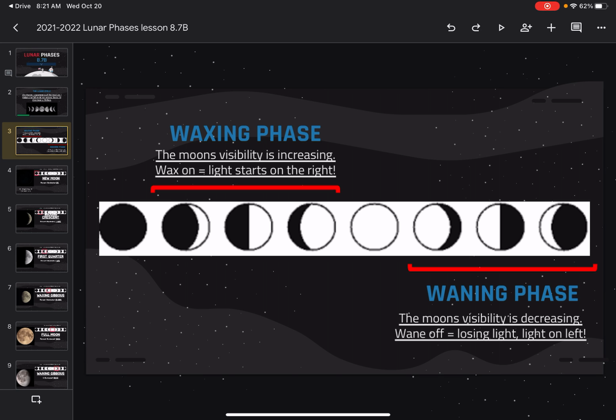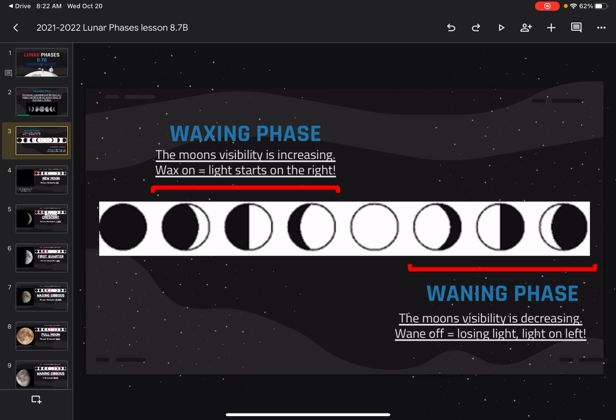So the waxing phases are the moon's visibility as increasing. So that means that it is gaining light. It's going from a new moon to a full moon. That's all the waxing side of it. So like wax on, like the movie Karate Kid, wax on, the light starts on the right. So if you look in the sky and you see the illumination on the right side, you know that is waxing and it is gaining light. So it is moving towards the full moon.